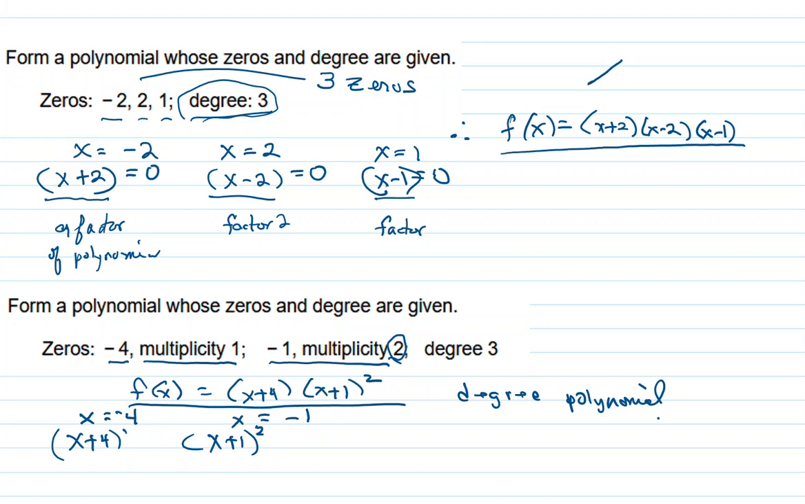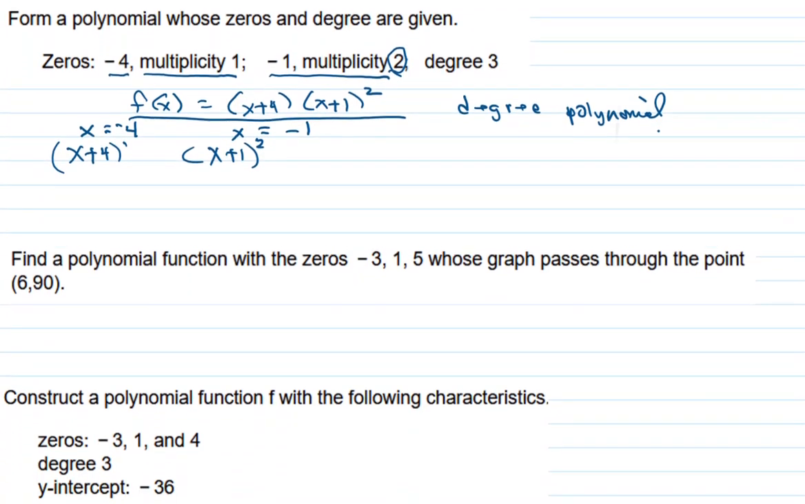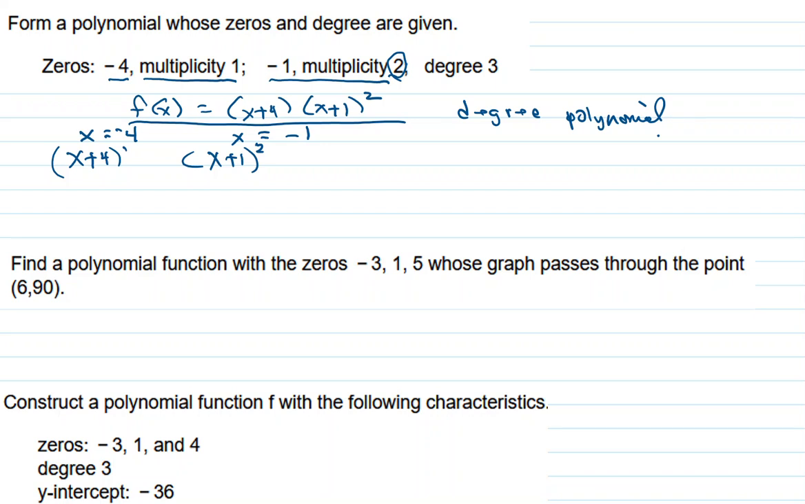All right, we're good? See? All right, well then they gave us this one and they included multiplicity. Multiplicity implies the exponent to the 0, the exponent that's converted back to its factor form. So here we have a degree 3 with -4 with a multiplicity of 1 and -1 with a multiplicity of 2. So in this case, we had x equals -4, which I added 4 to both sides and got this factor.